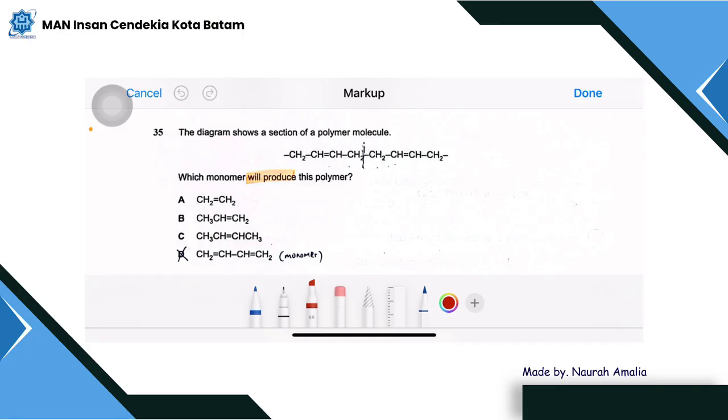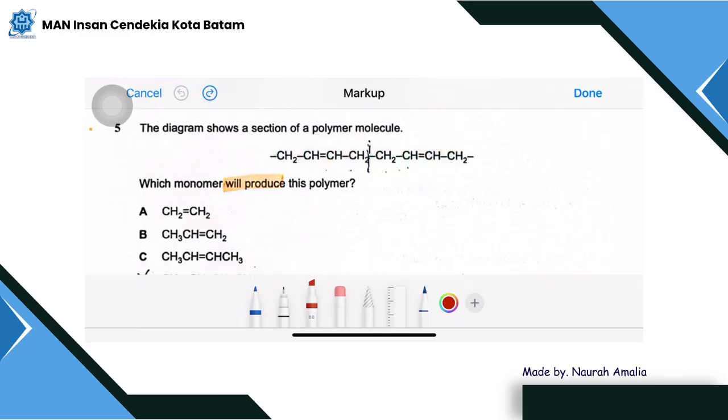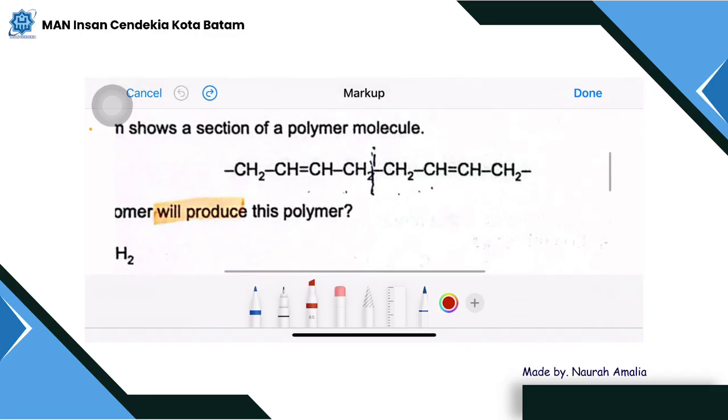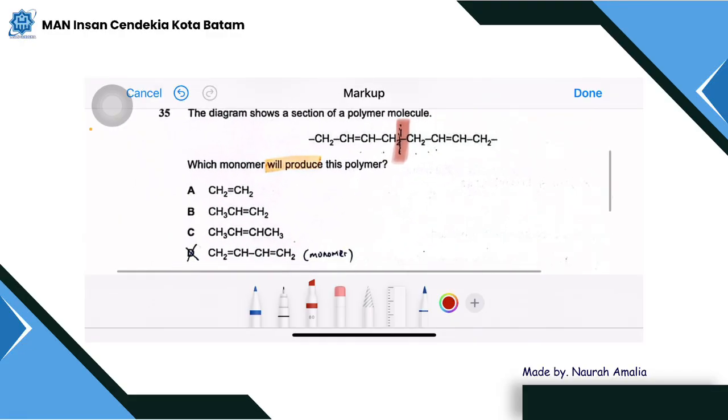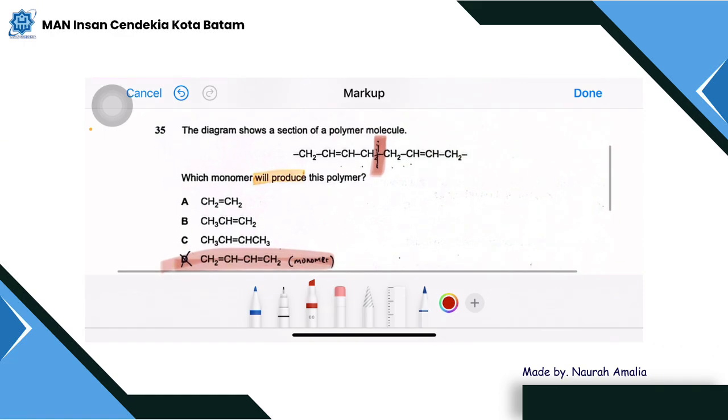Question number 35. The diagram shows a section of a polymer molecule. Which monomer will produce this polymer? In this polymer, we need to identify which monomer it is. From here, we can see the repetition on this side. So if we look again, the correct answer is D. CH2 double bond CH, single bond CH, double bond CH2 is the monomer of this polymer.